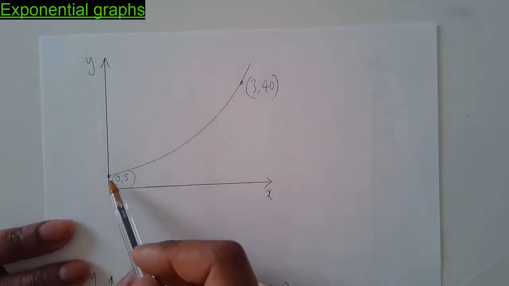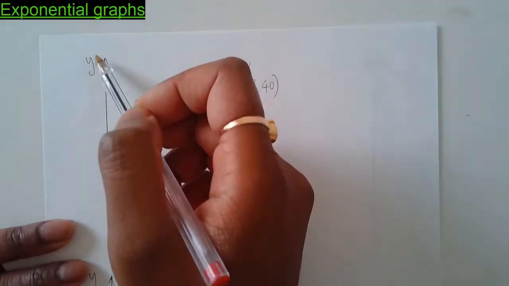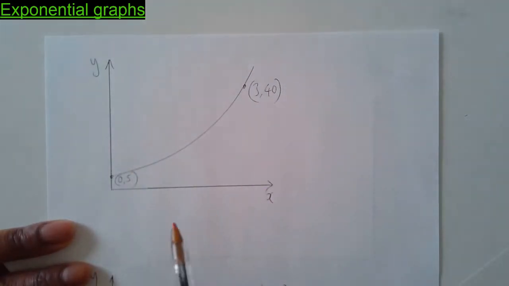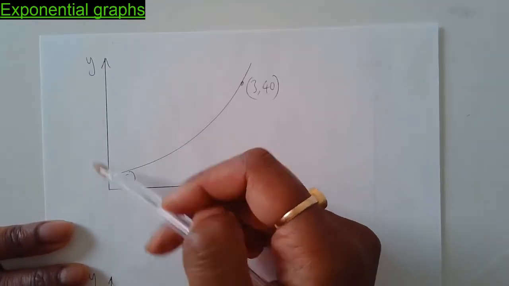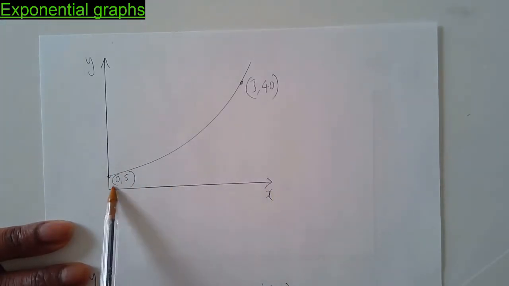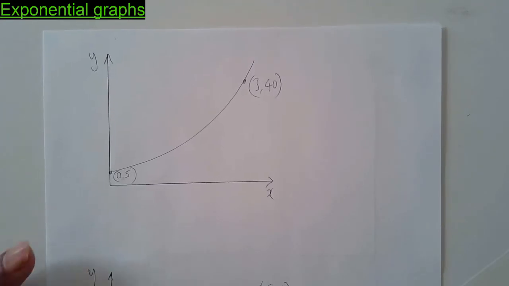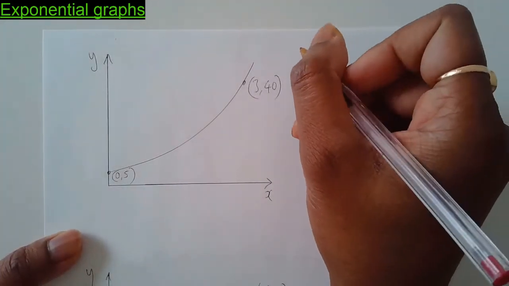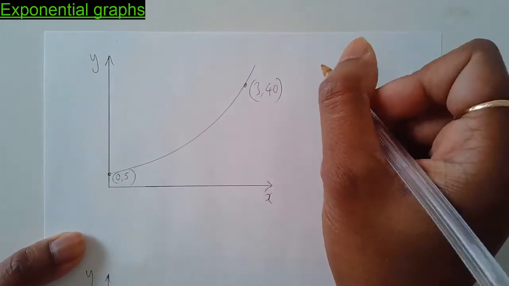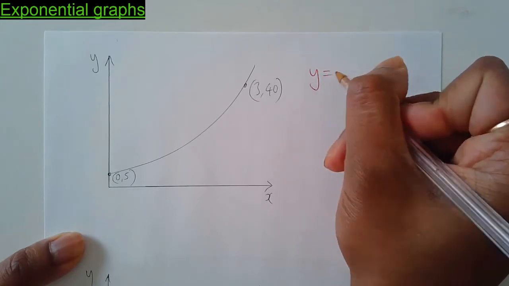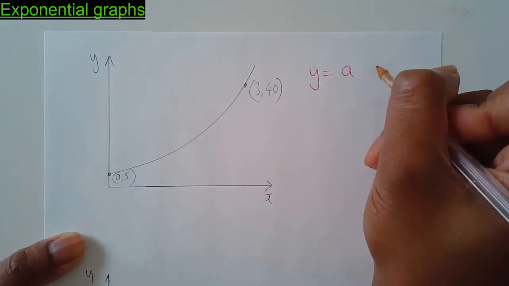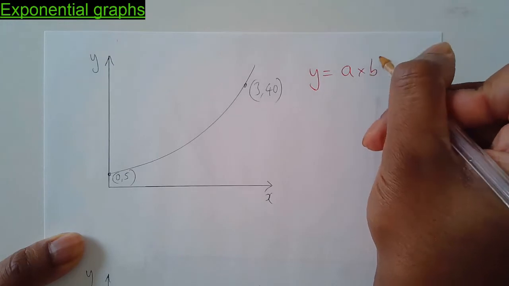Here's another exponential graph. Here's the y-axis. This could represent population, number of people infected with the virus, it could be anything. And that one is x, the x-axis. That could represent, for example, time. The general form of an exponential graph looks like this: y = a times b to the power of x.